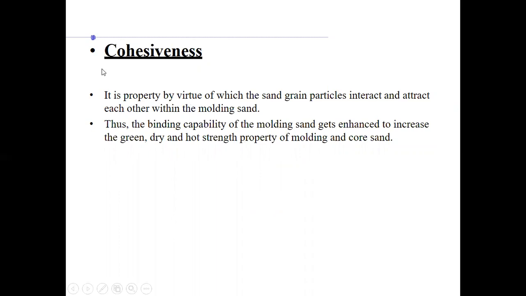Cohesiveness, right? That is what I was discussing. It is a property by virtue of which the sand grain particles interact and attract each other within the molding sand. Thus, the binding capability of the molding sand gets enhanced to increase the green, dry, and hot strength property of molding sand. You see, what is the difference between cohesiveness and adhesiveness?